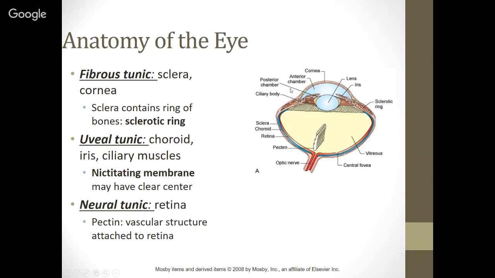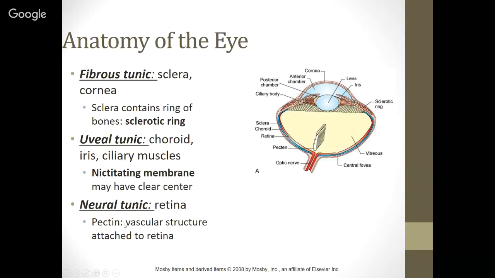In dogs and cats, the nictating membrane, or third eyelid, will come up, but it is not transparent. A lot of times the nictating membrane in birds can have a clear center, so they can close and protect that eye but still be able to see through it.